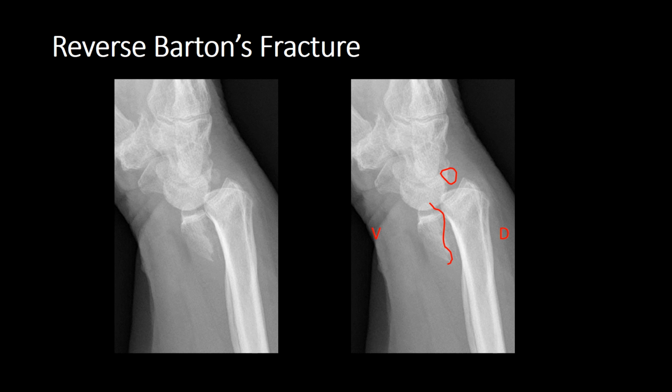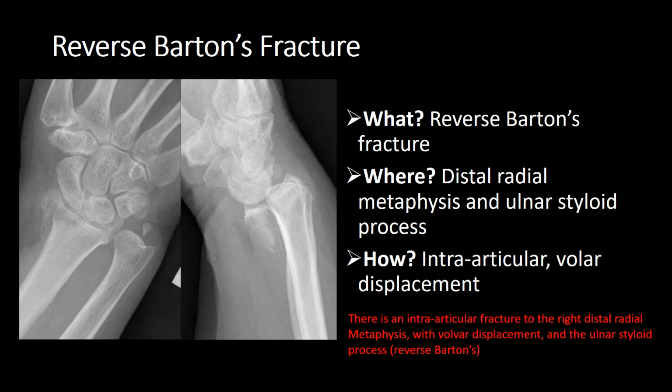And we can see the marked soft tissue swelling and deformity. And here's our pronator quadratus fat pad, and it's not a nice little stripe. There's some blurring to it, indicating there's underlying hemorrhage. So what is it? It's a reverse Barton's fracture, of the distal radial metaphysis and ulnar styloid process. How? Intra-articular with volar displacement.